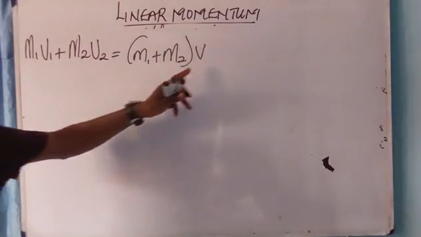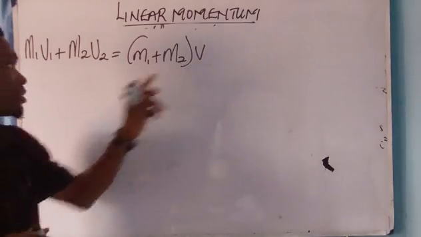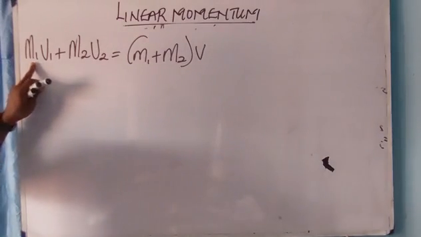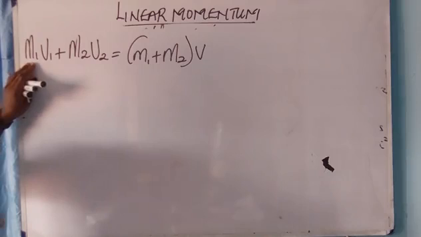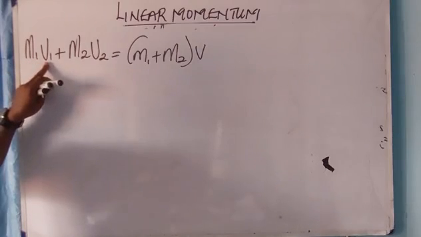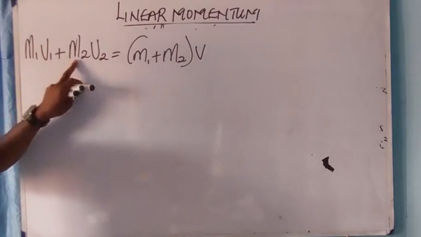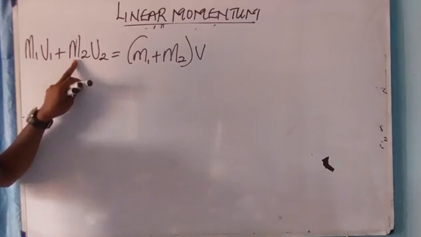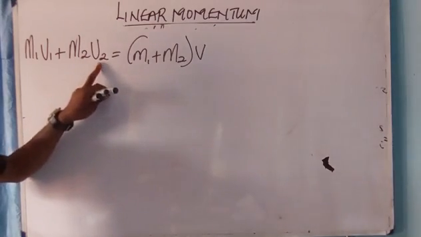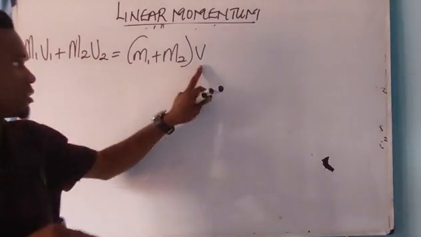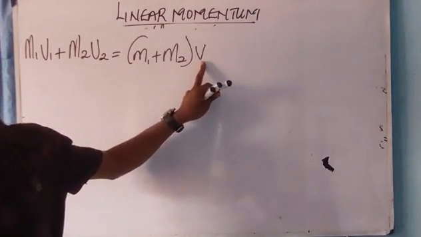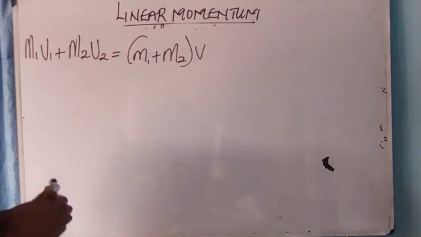Now this v is what? The common velocity. M1 is the mass of the initial body, v1 is the velocity of the initial body, m2 is the mass of the final body, v2 is the velocity of the final body. Then this v is what? The initial velocity. Take note of that.